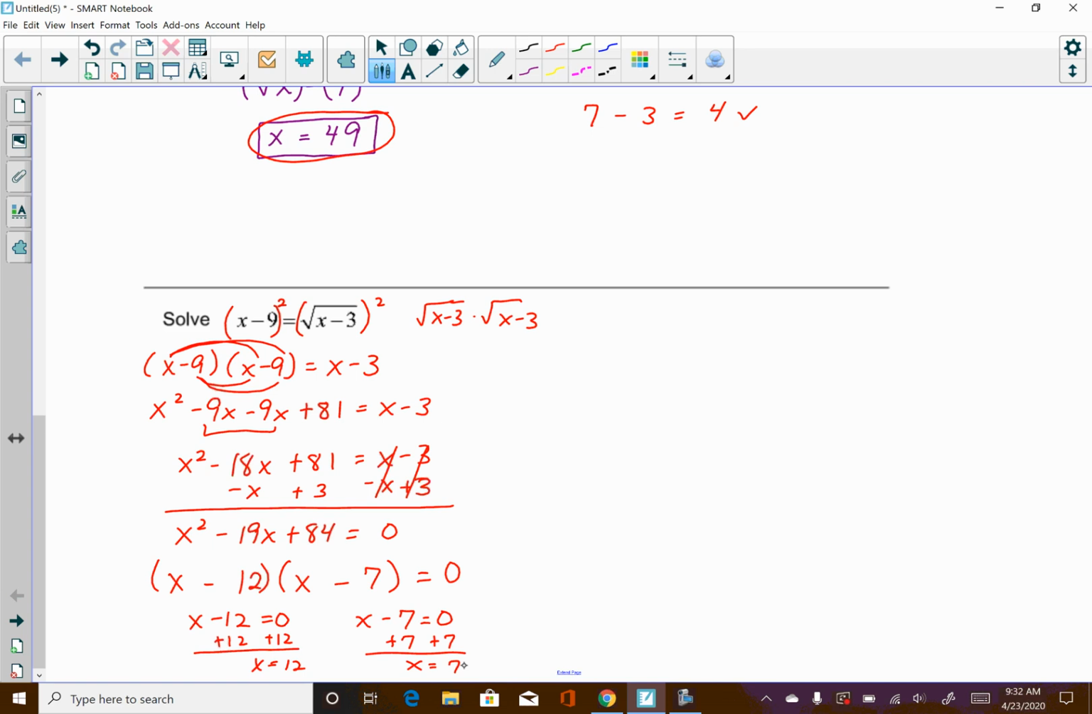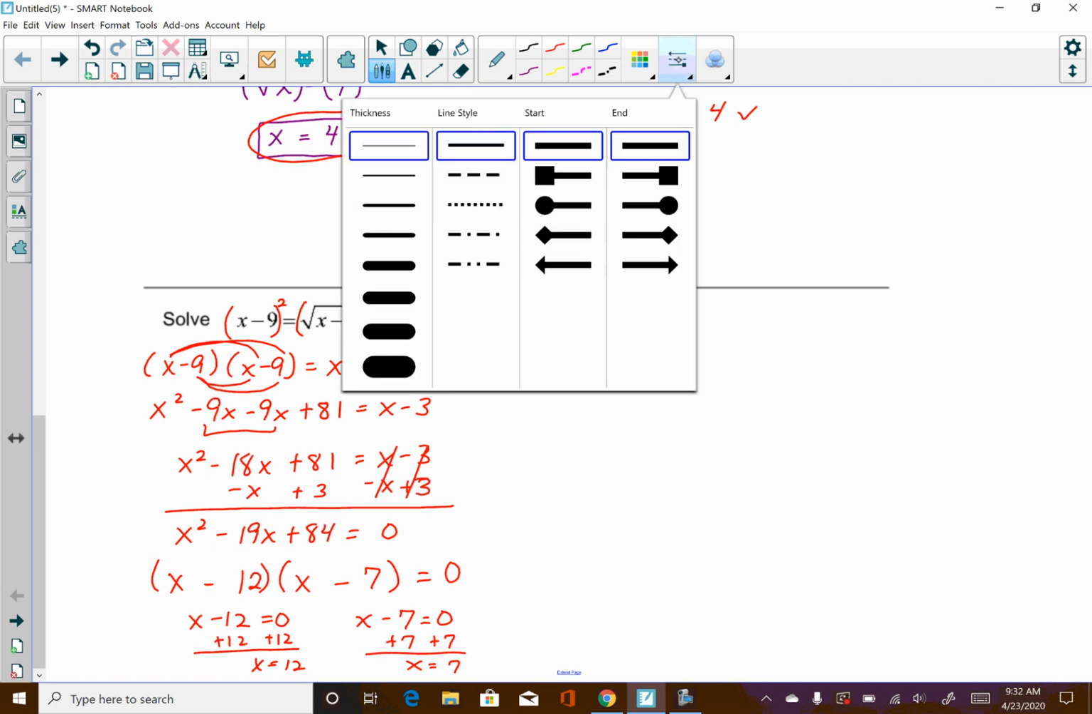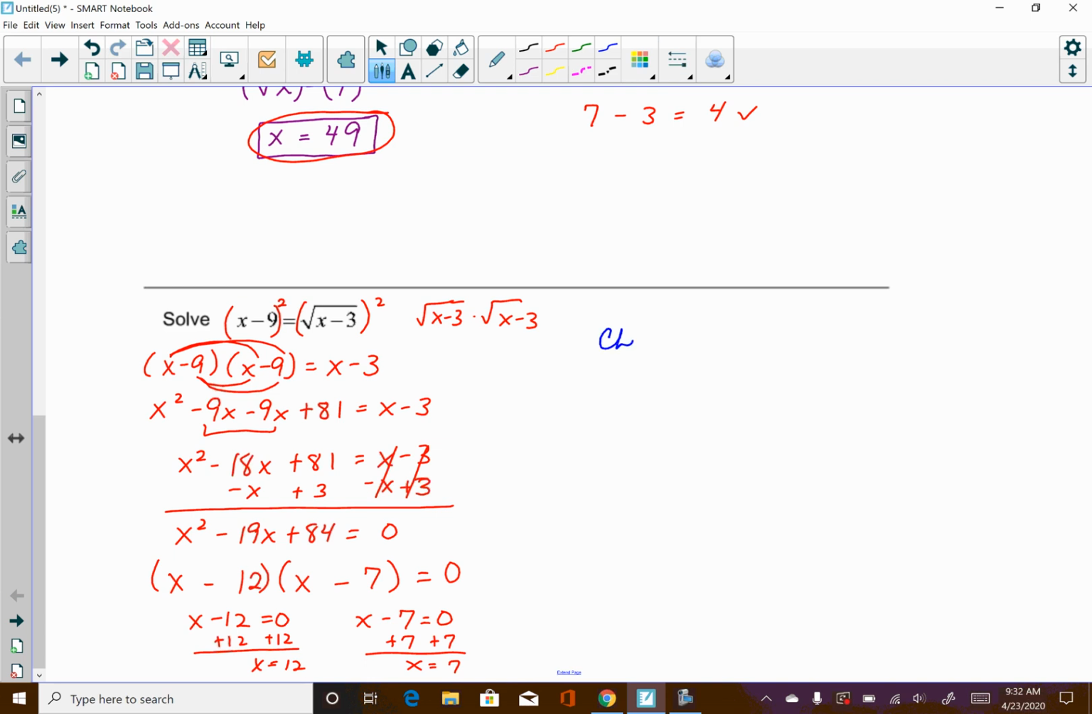All right, so now let me do my check, let's use a different color over here. So for the check, go back to your original problem. x minus 9 equals the square root of x minus 3. So if we plug in, we'll do the 12 first. If I plug in 12, then I have 12 minus 9, trying to see does that equal the square root of 12 minus 3.